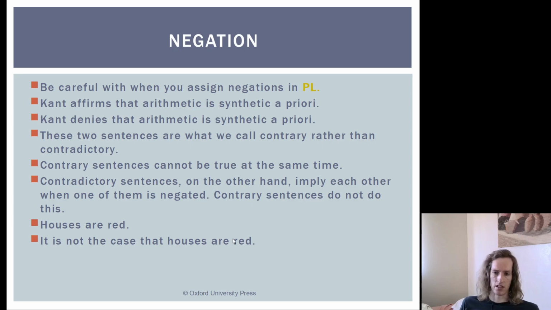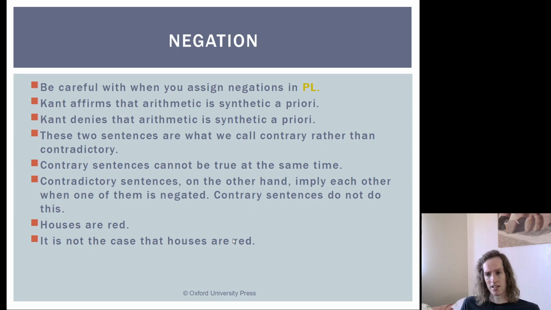Now these seem like the opposite of each other, and if it is true that Kant affirms that arithmetic is synthetic a priori, then it is not the case that Kant denies that arithmetic is synthetic a priori. But if it is not the case that Kant denies that arithmetic is synthetic a priori, that doesn't necessarily mean that he affirms it. So we wouldn't want to express the second sentence as being just the negation of the first. Now, the reason for this is that these two sentences are what we call contrary rather than contradictory.